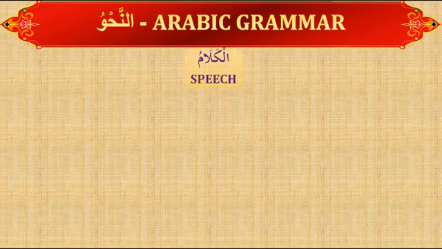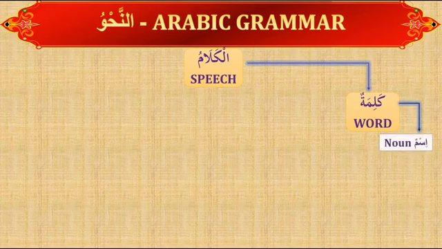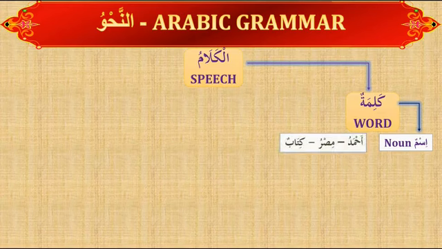Al-Kalam, speech. Arabic speech is divided into two types. First, kalima, word. The word is of three types. First, ismun, noun. It is that word, the name of a person, place or thing. Example, Ahmad, Misru, Kitabun. The second type of kalima is fi'lun, verb. It is that word by which we understand some action being done.